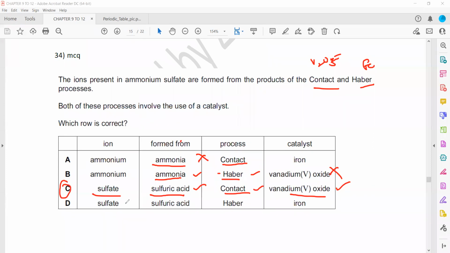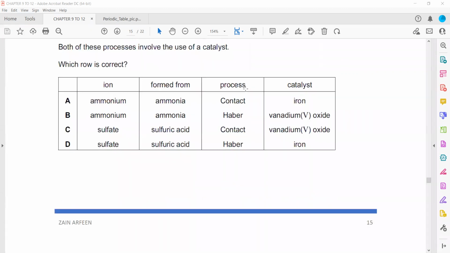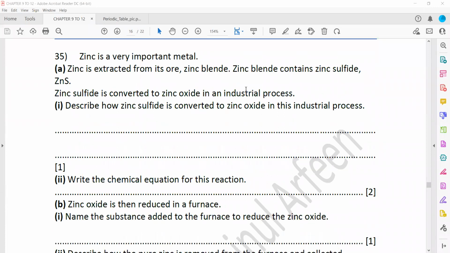Why not D? Sulfate is correct, sulfuric acid, but the process name is incorrect and the catalyst name is also incorrect. Here, the catalyst name was correct, but the process name was incorrect. So the correct answer: sulfuric acid is prepared by a contact process using vanadium pentoxide, V2O5. Then question 35: zinc is a very important metal.